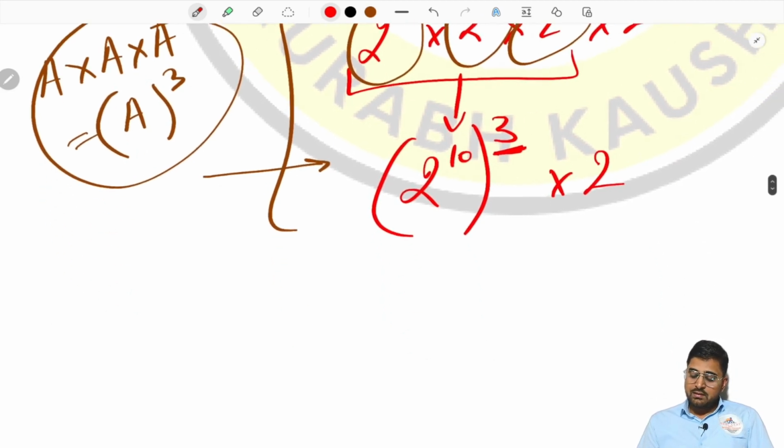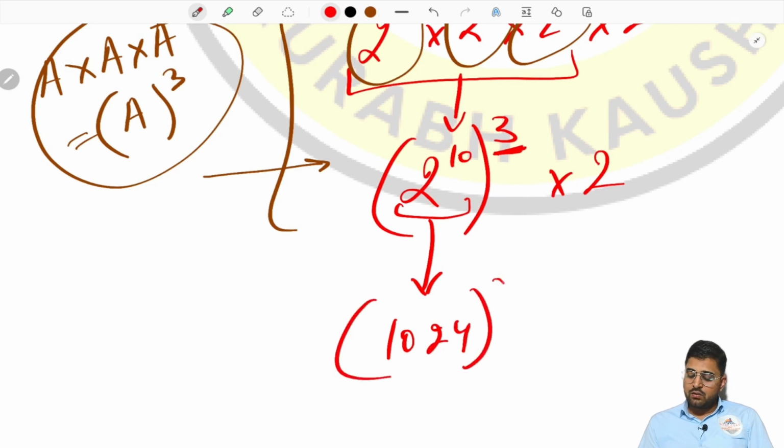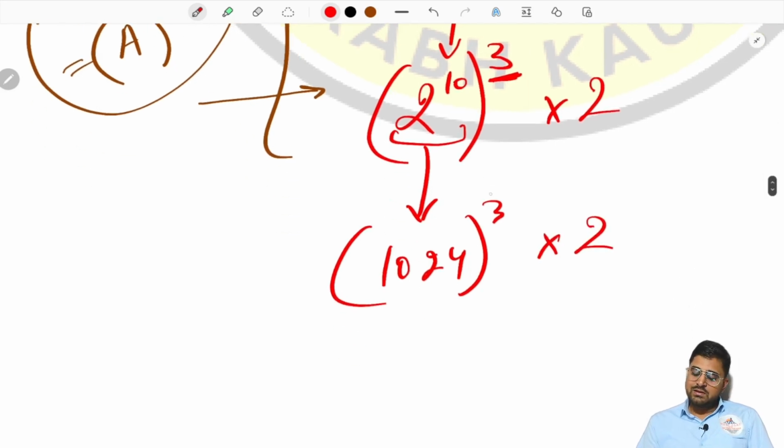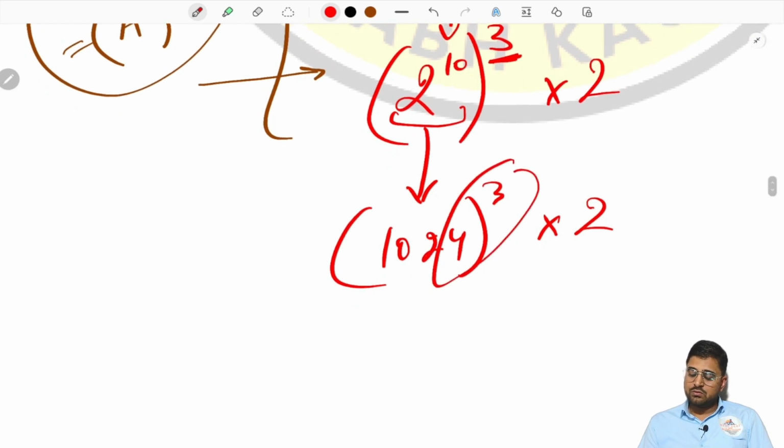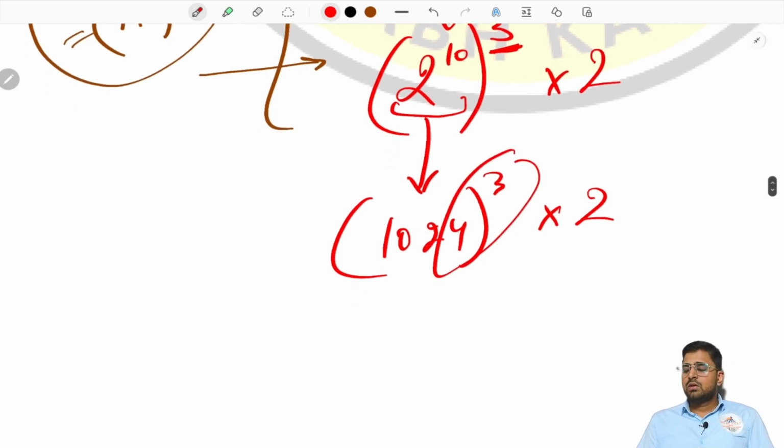So as we say, I know the real number of 2 to the power 10 is 1024. Now we have to calculate the cube of this number. Are you going to solve it? No, we just apply the unit digit concept. In the unit digit concept, you just focus on the last digit. What is the cube of 4? It's 64, it gives you 4 at the end.